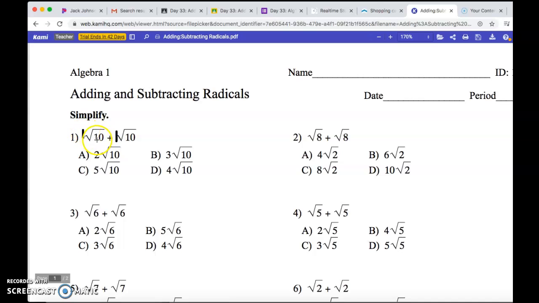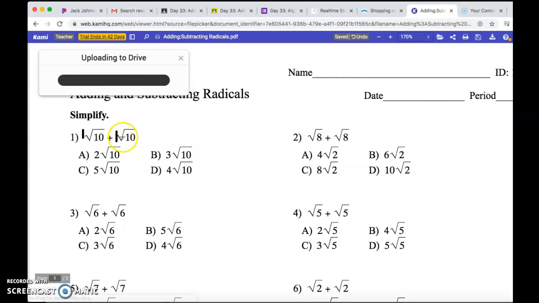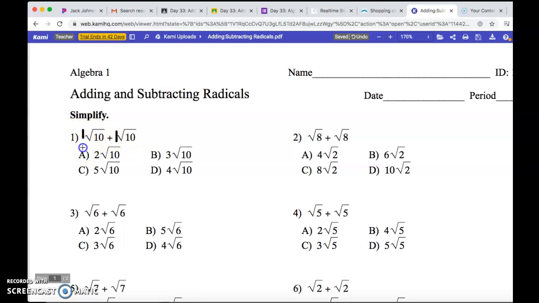So if I have one radical 10 plus another radical 10, what you can do is add those two together, you get 2 radical 10. It's that easy. If this was 1 radical 10 plus 2 radical 10, you'd have 3 radical 10. So add the numbers in front and the radicals do not change. Like this, radical 8 plus radical 8, 1 plus 1 is 2 radical 8.